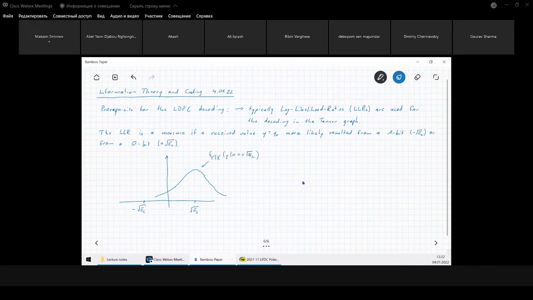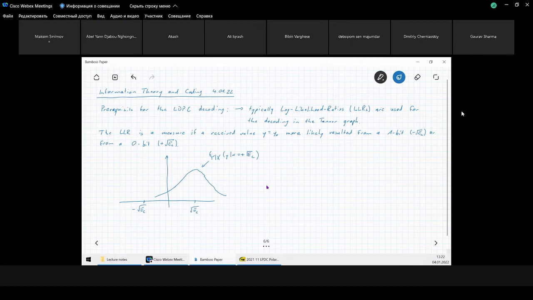So if we always transmit plus square root EC, this is the distribution that we will observe at the receiver. Of course, due to the noise, if we have large negative noise values, we will also receive or observe values being smaller than 0. And notice, if we did a hard detection, this will be the cases where things go wrong.